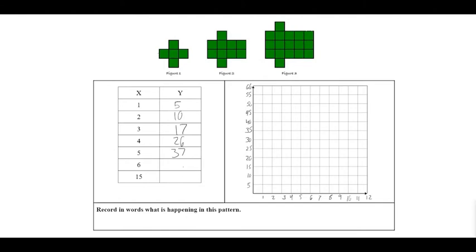For x equals 6, 6 rows of 8 plus 2, or 50. And for 15, we'll see that we have 15 rows of 17 plus 2. 15 times 17 is 255, plus 2 is 257. Can you think of an equation that represents this pattern?